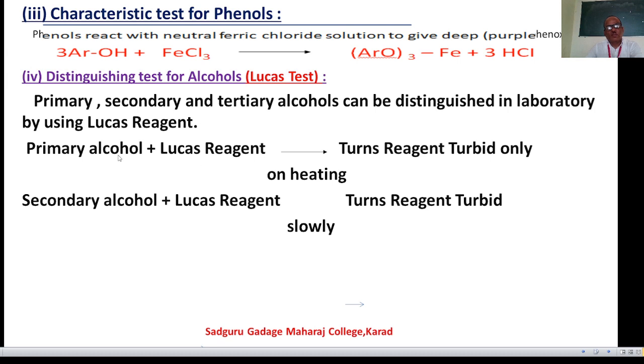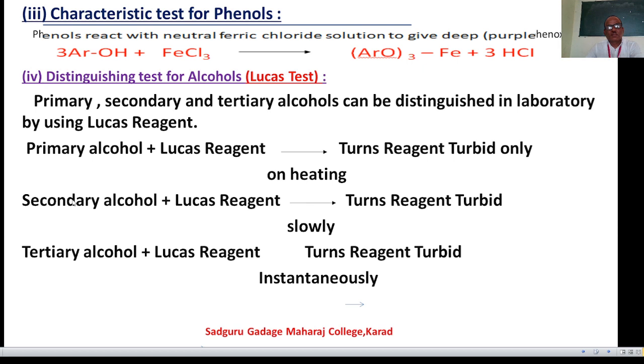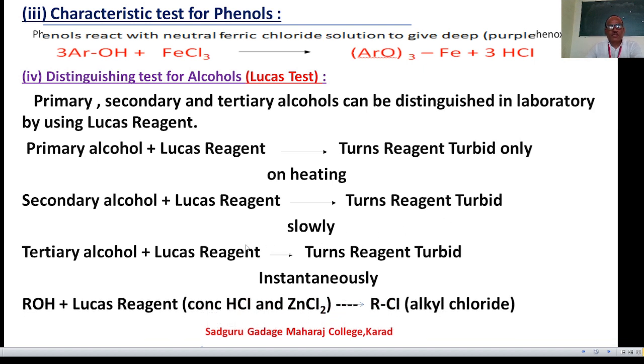On heating, so for primary alcohol, they are less reactive. Here heating is required. Then the Lucas reagent turns turbid. In case of secondary alcohols, they react with Lucas reagent slowly and turn the reagent turbid. In case of tertiary alcohol, it reacts with Lucas reagent, and no heat is required; this is a fast reaction and the reagent turns turbid. So from these three reactions we can identify primary, secondary and tertiary alcohol.